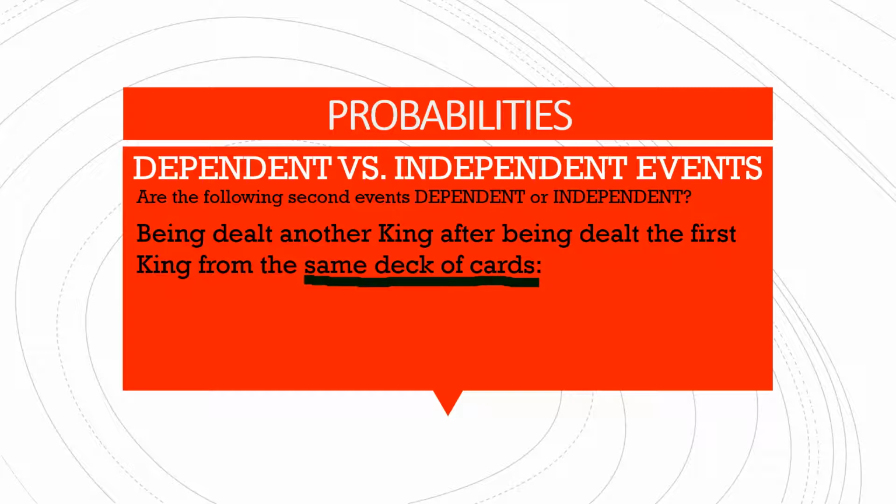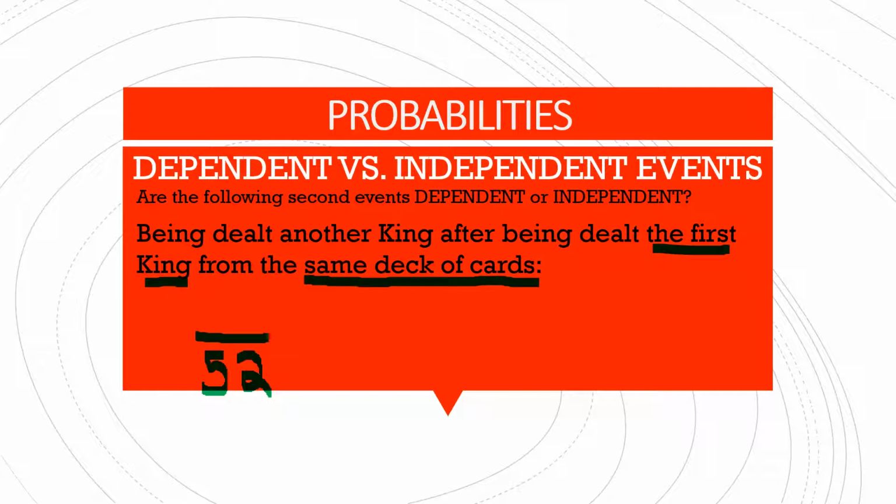So the first time around, you're dealt the first king. So let's draw our probability fraction. Here's the fraction bar. Now, out of that fresh deck of cards, there are 52 cards in a deck of cards, right? So there's 52 possibilities. So the 52 is going to go on the bottom of the fraction.